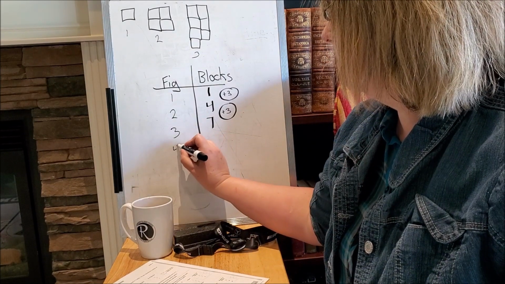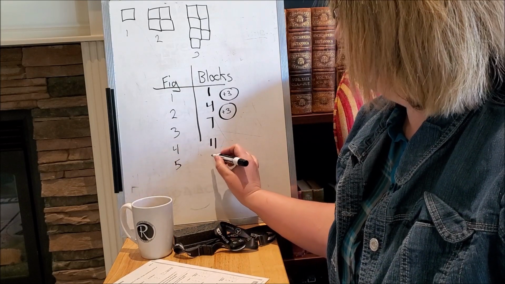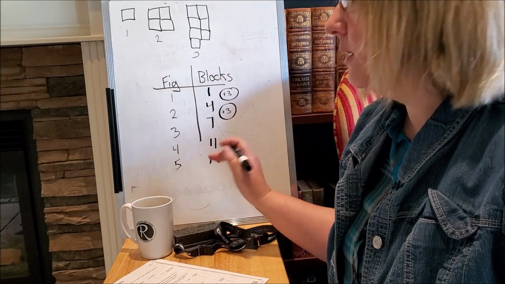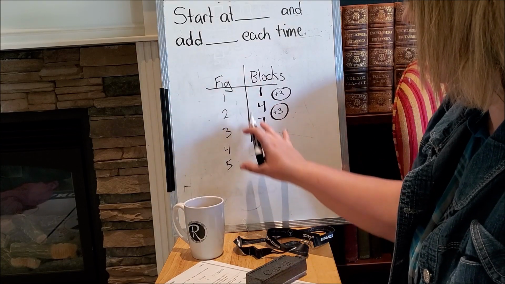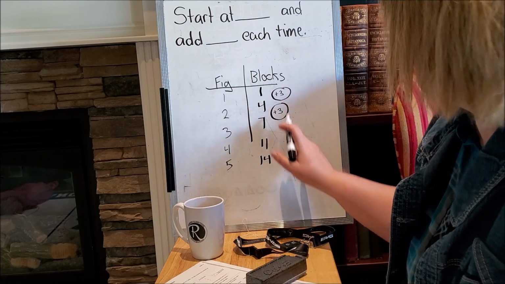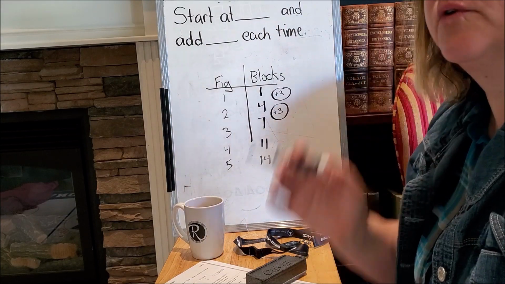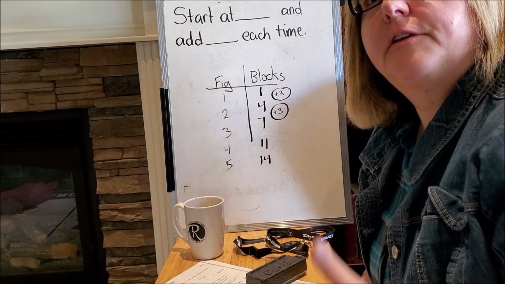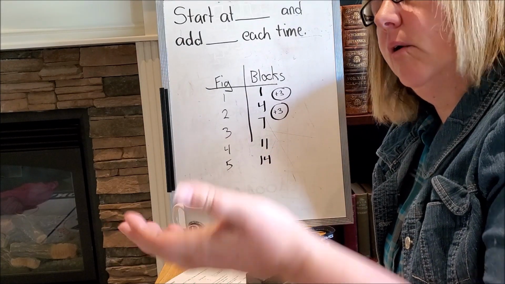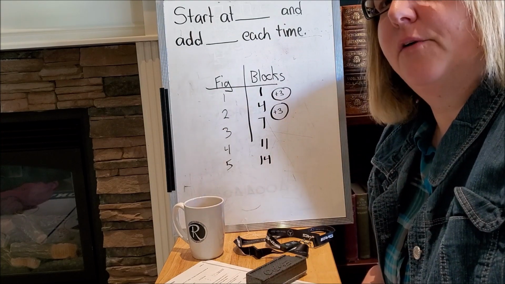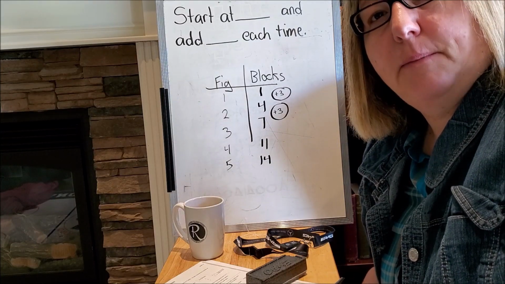So figure number 4 would be 11. Figure number 5 would be 14. And you could keep going forever and ever. So now that you've figured out your gap, how much it's increasing by, and you figured out that you can keep going on, now we need to write a pattern rule. So if you were telling somebody else how to fill in this t-table, we need to have a rule so they can look at it and go, oh, I know exactly how to fill that in. So I could give the rule to anybody in the class and they would end up with the same pattern.